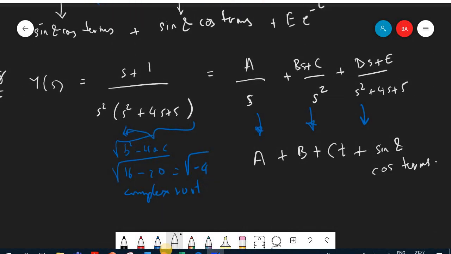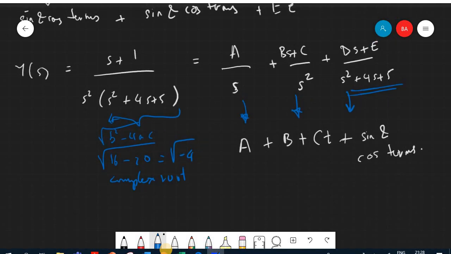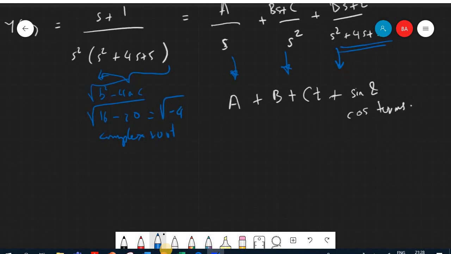I think in your head you're saying, okay, can you solve that for us, please? It will help us to take another example. Okay, why not? So now I'm dealing with Ds plus E over s squared plus 4s plus 5. So let's solve it. Now I'm trying to solve this part here. I will say that I have Ds plus E, which you can find later, over s squared plus 4s plus 5.